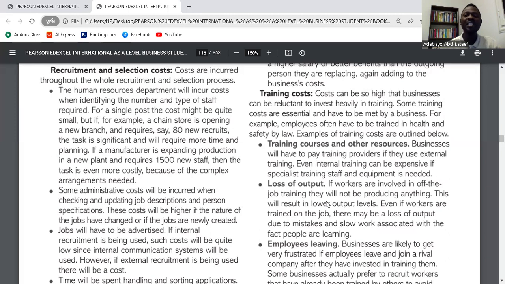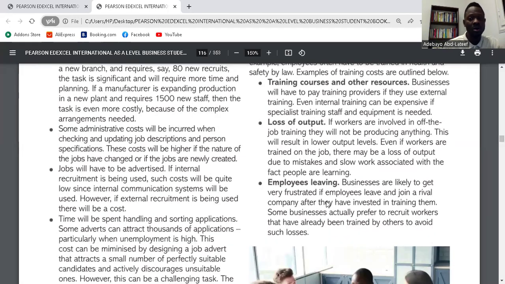Loss of output. If it is external, some workers might not be available during the working process. So that means they won't be working because they are going through training. Loss of output is a cost too.